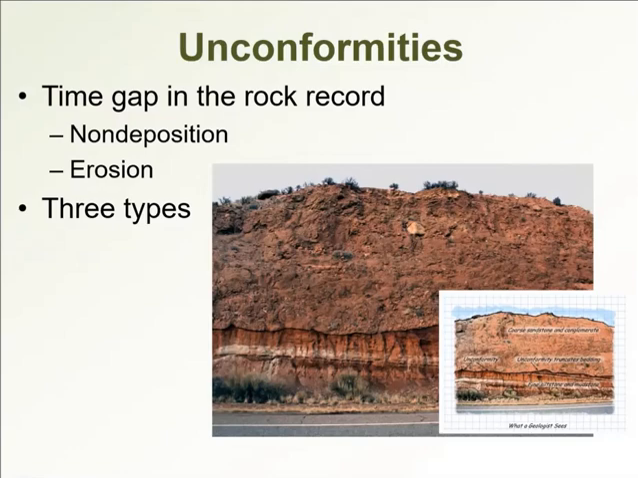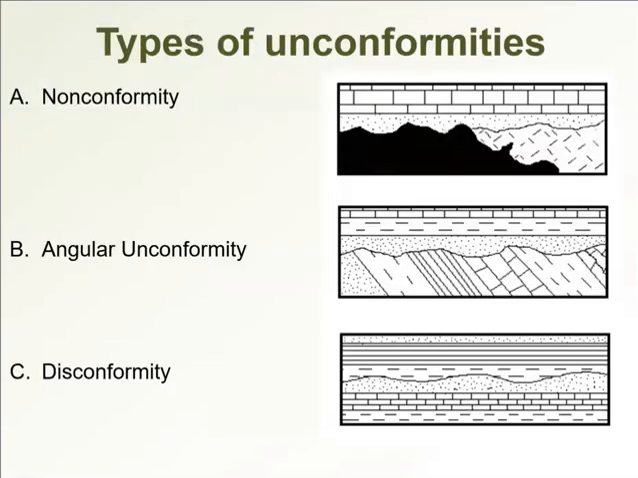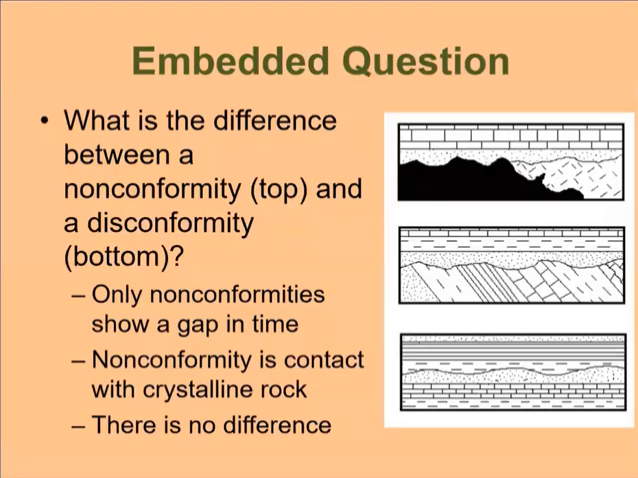Unconformity is the general name that we have a gap in time. So we can have a non-conformity, which is this upper picture, an angular unconformity, this one, or a disconformity. Now I'm going to be a little bit mean and ask you to logic this one out. What is the difference between a non-conformity, this upper picture, and this bottom picture, the disconformity? Is it that only non-conformities show a gap in time?